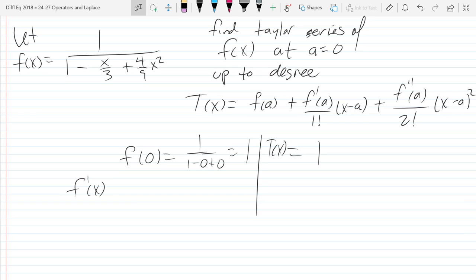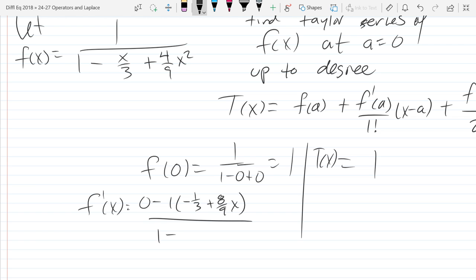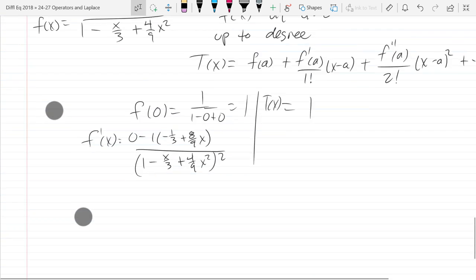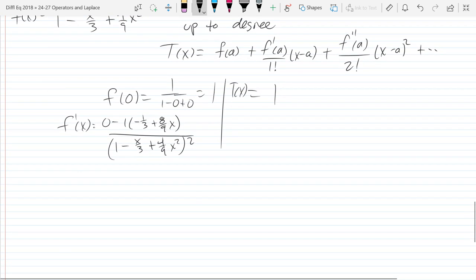So f prime: derivative of 1 is 0. So we're going to get 0 minus 1 times the derivative of all this stuff, which is negative 1/3 plus 8/9 x, divided by the denominator squared. So any questions on that derivative of f right there? Hopefully that's correct. So I need f prime of 0.